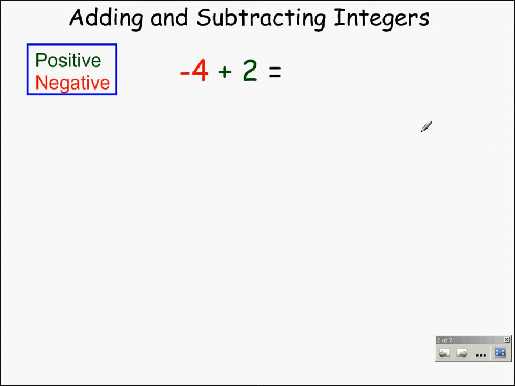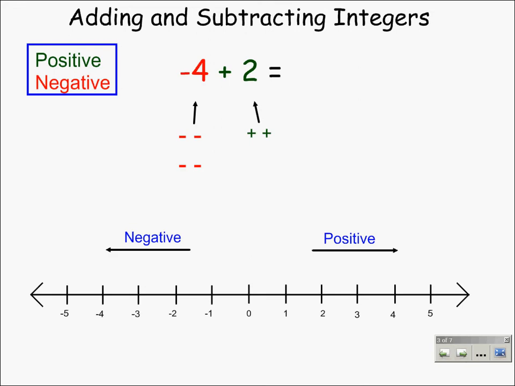Here we have a problem with a negative integer and a positive integer, negative 4 plus 2. Now, I'm going to show you two ways in which you can take on this problem and find the solution. The first one is to write out 4 negatives representing the negative 4 and 2 positives representing the positive 2. We can mark off a negative and a positive, canceling each of them out, and we're left with 2 negatives, which is our solution to the problem negative 4 plus 2.